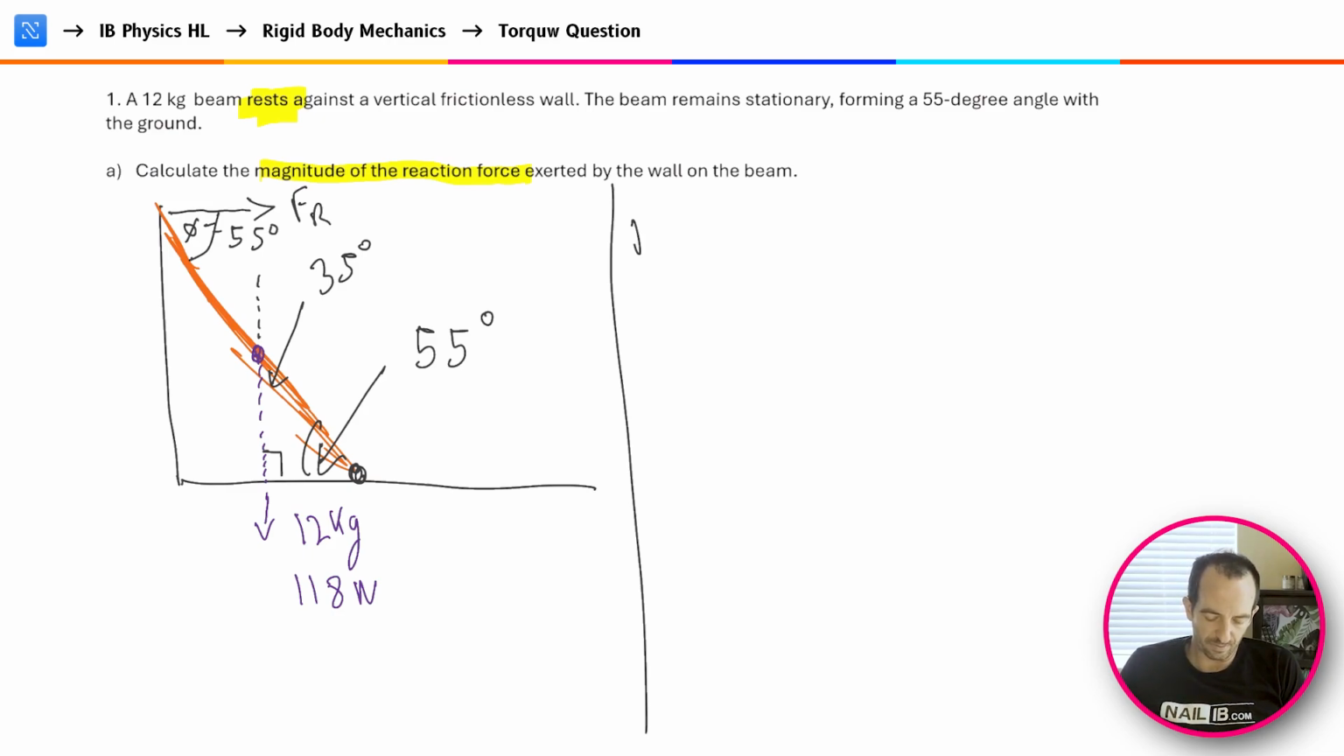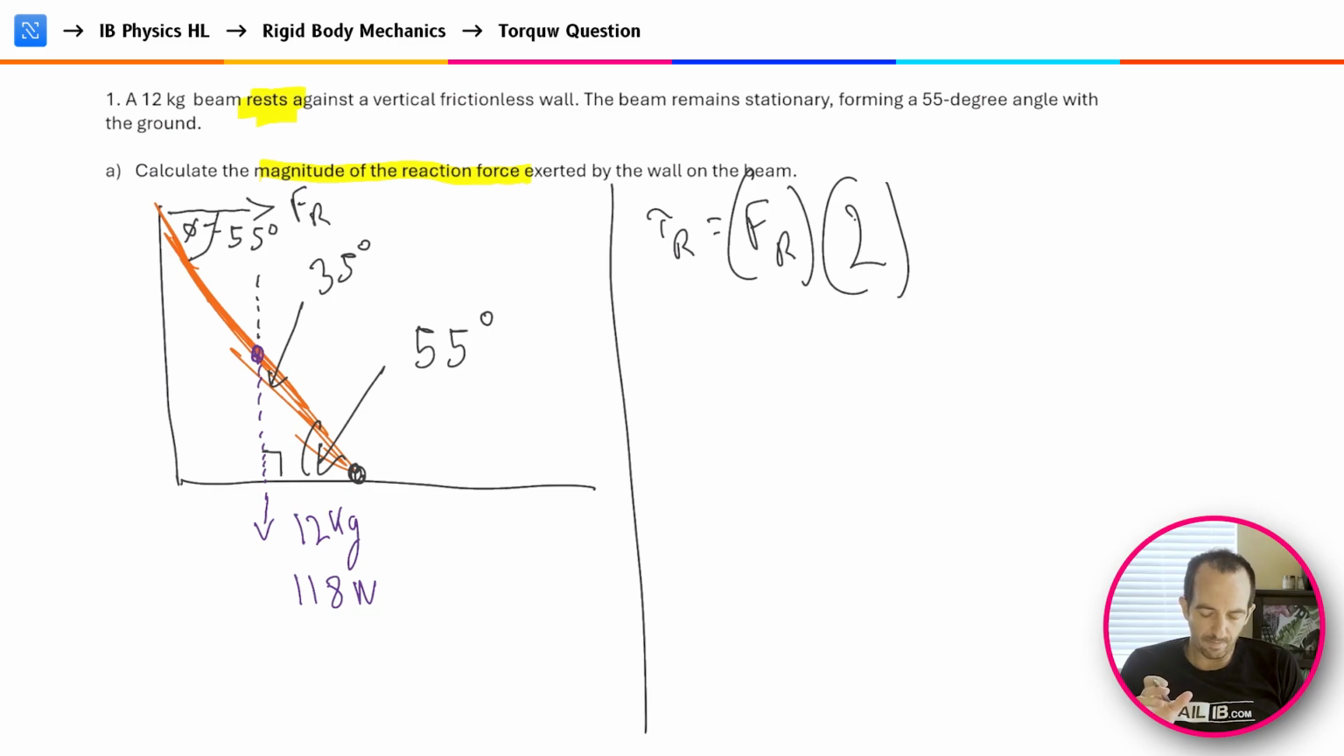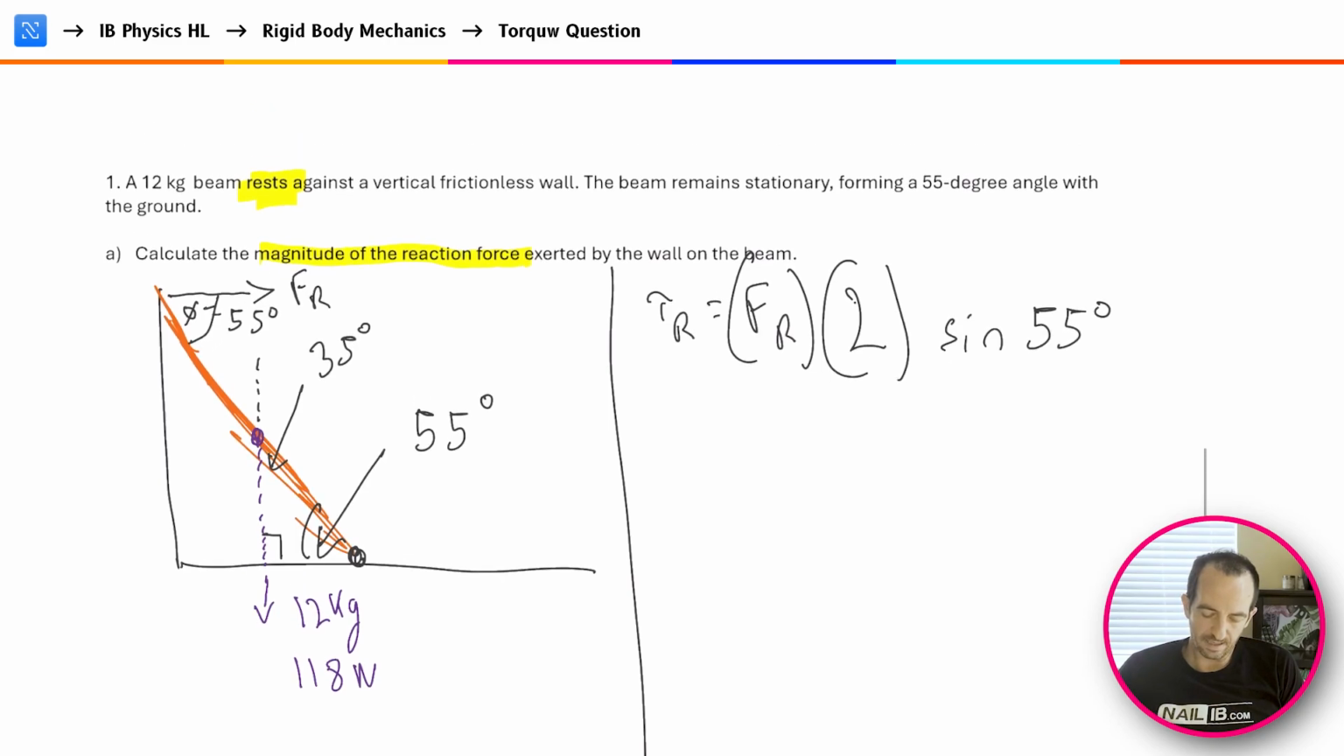So what's the torque that we have from the wall pushing against the top of the ladder? Well, tau from the reaction force is going to equal the reaction force times whatever the distance is. Let's call it L, the length of the beam, and then also times sine of 55 degrees. And that comes from the formula that we know that tau is equal to F, the distance to the axis, R, times sine of theta. Okay, so that's one expression that we have.